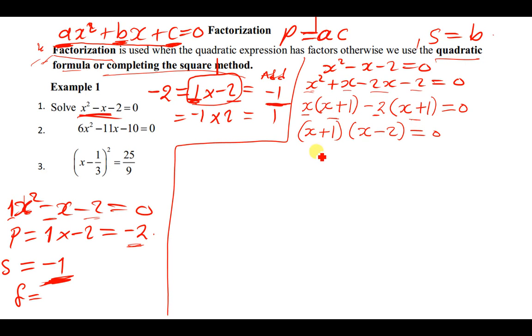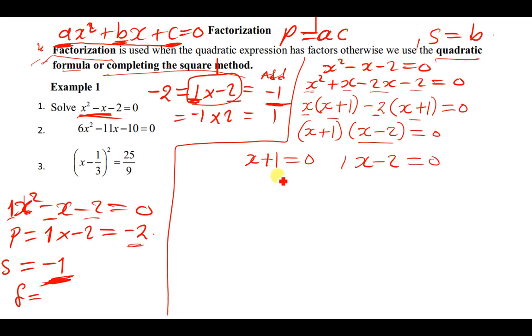So here we are solving this quadratic equation using the factorization method. Here we've managed to factorize. Let us now equate each of these factors to 0. The first factor that we have is x plus 1. We equate this to 0. The second one is this part, which is x minus 2. We also equate it to 0.